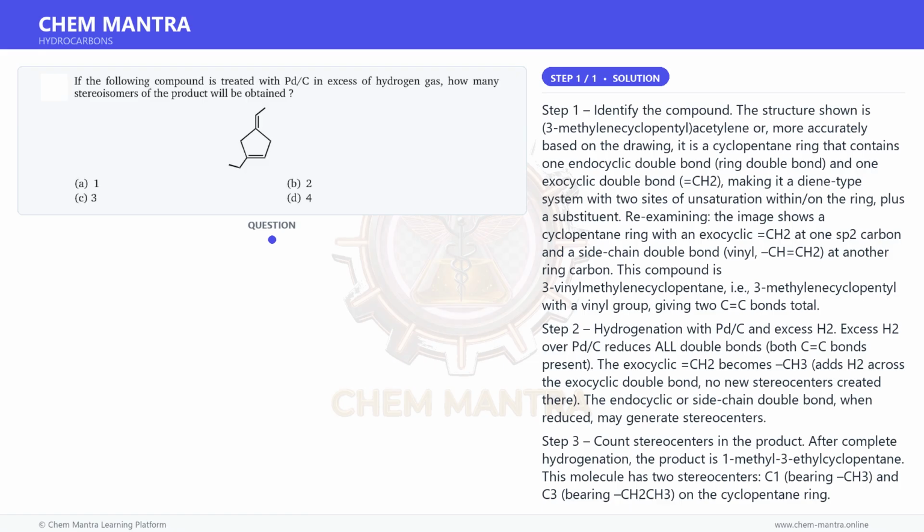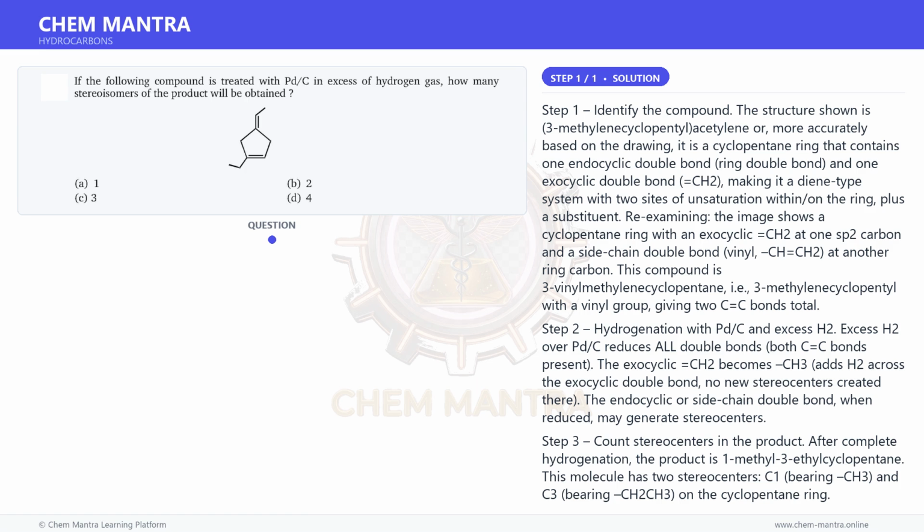Since the two substituents, methyl and ethyl, are different, the cis form is chiral, not meso, giving cis 1R,3S, cis 1S,3R, trans 1R,3R, trans 1S,3S. But cis 1R,3S and cis 1S,3R are enantiomers, and trans 1R,3R and trans 1S,3S are enantiomers. That gives 4 stereoisomers total as the maximum.